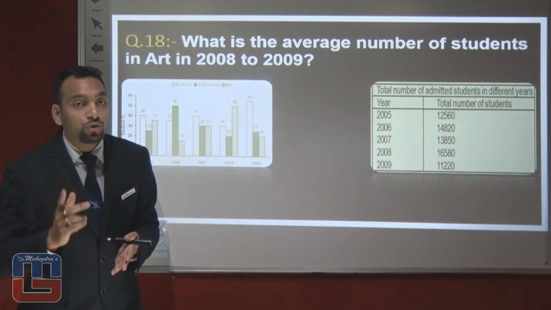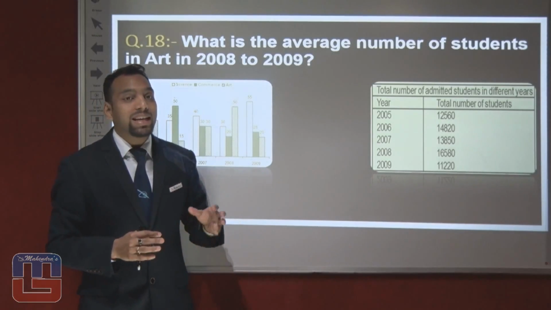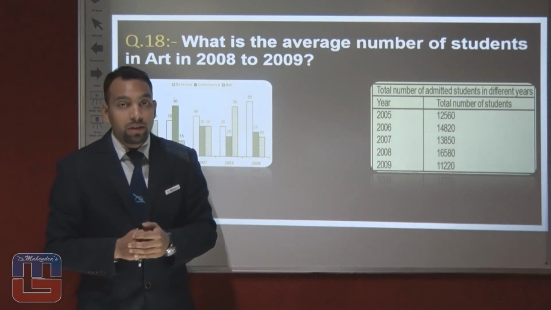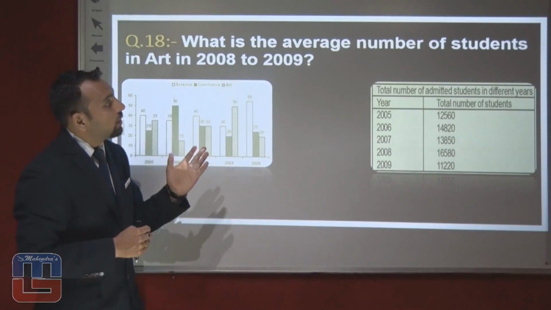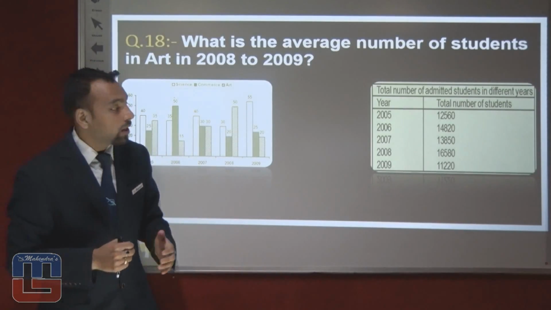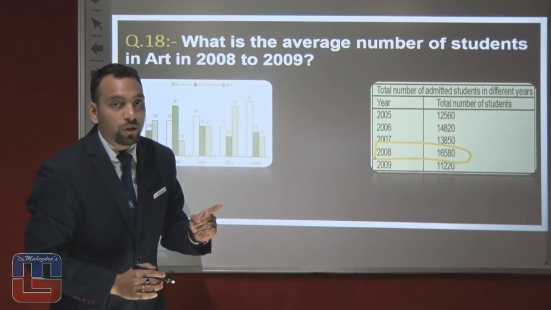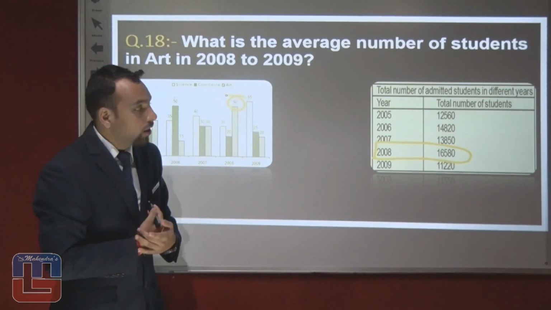Now see how we will solve. The question is saying, what is the average number of students in arts in 2008 to 2009? Number of students in arts in 2008 to 2009. Now see, in 2008, 16580, and art is 50%.